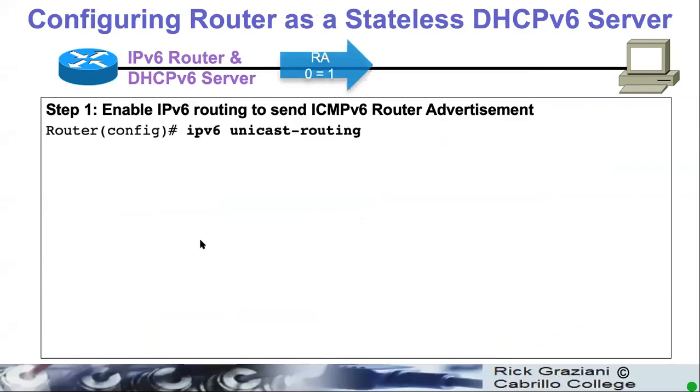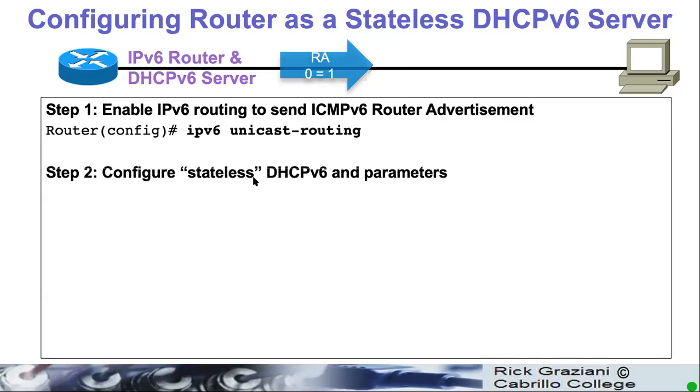Okay, so how do we configure all this? We can configure a router to be a DHCPv6 server. In this case, we'll configure it to be a stateless DHCPv6 server. The ipv6 unicast-routing command, as you know, enables the router to send out router advertisement messages. Then we will configure this router to be a stateless DHCPv6 server. I'll show you the actual commands here in a moment. This is just the syntax, so it'll be more understandable when I show you the actual commands.